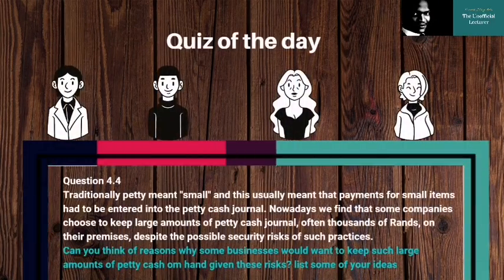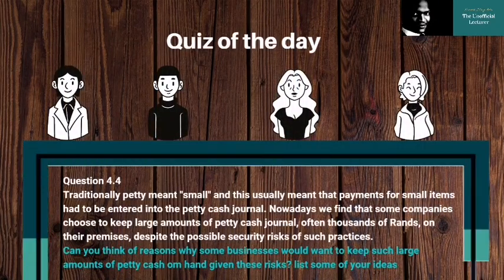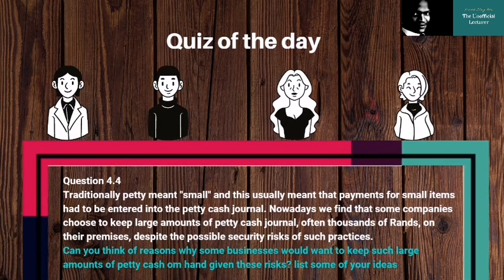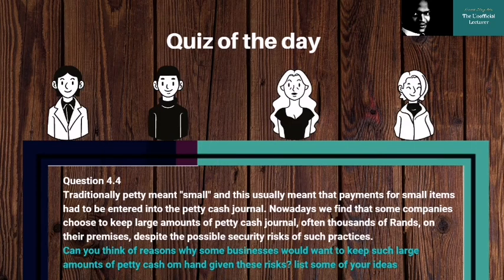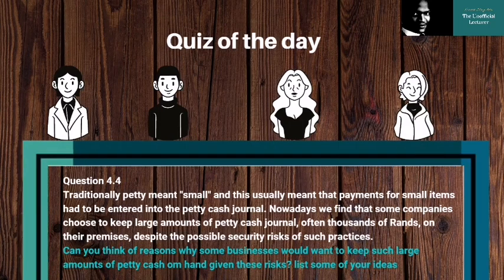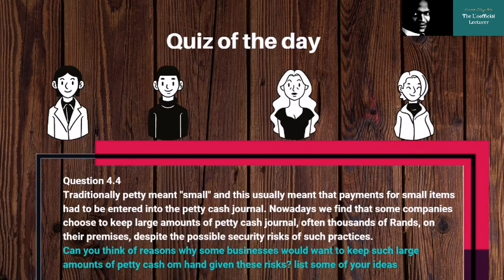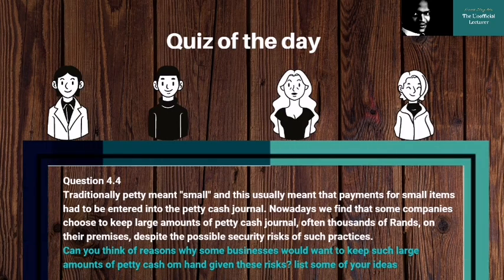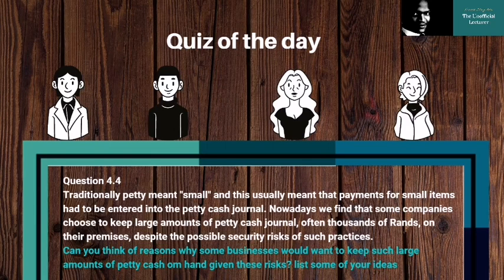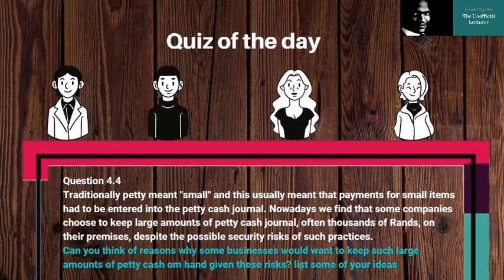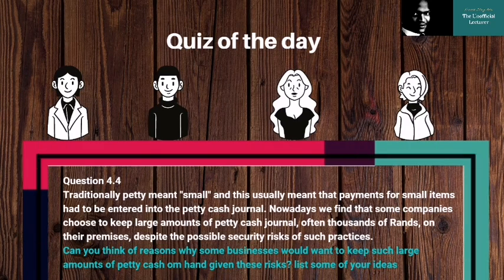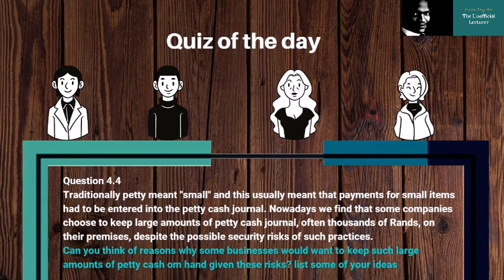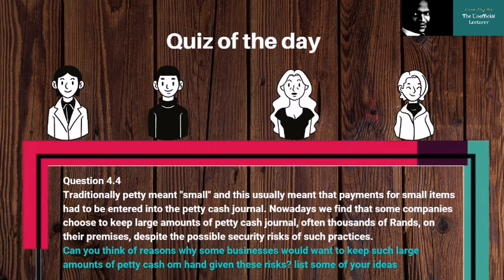So, quiz of the day, the last one, quick and short. Question 4.4, we're saying that traditionally petty meant small, and this usually meant that payments for small items had to be entered into the petty cash journal. Nowadays, we find that some companies choose to keep larger amounts of petty cash, often thousands of rands, on their premises, despite the possible security risk of such practices.